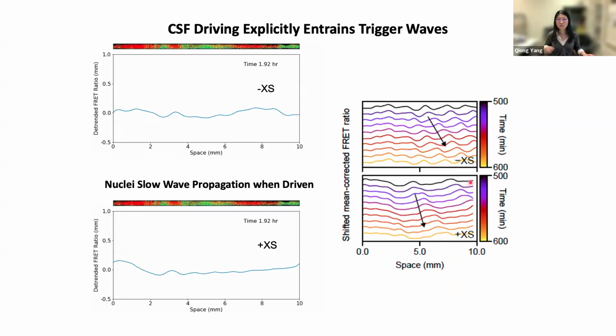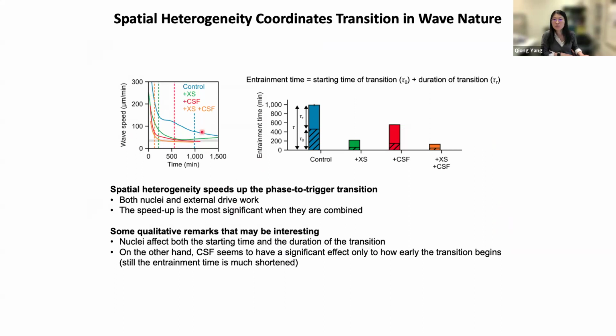We are using the secondary extracts with and without nuclei, and for both, we found immediate entrainment of these waves from the boundary. As a quick summary, we have looked at the time evolution of this system, and there is a phase to trigger transition even in the spontaneous control case, where you don't have an initial pacemaker. However, if you add nuclei or some external source to entrain the system, both can help entrain the system into the trigger wave faster. With both of them, it is entrained the most.